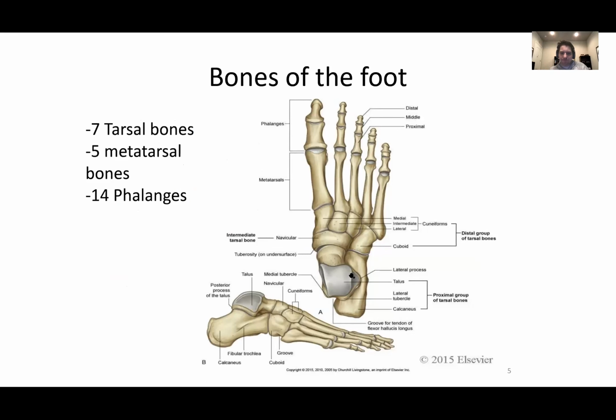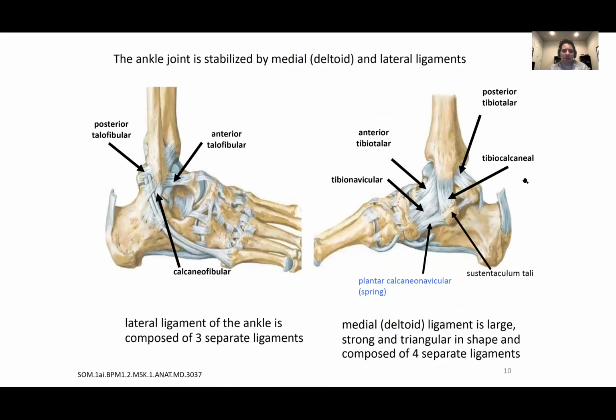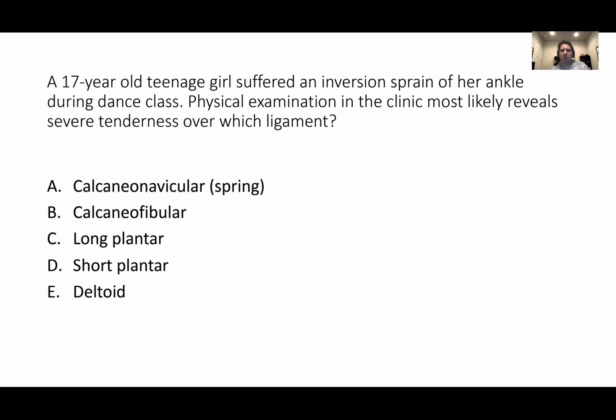All right, bones of the foot, you kind of need to know these: 7 tarsal bones, 5 metatarsals, 14 phalanges. We're going to do some questions with it, but quickly, we'll look at these particularly in regards to ankle sprains. This plantar calcaneonavicular helps to make the arch of the foot. It's your spring ligament. That's an important one. But on the lateral side of the foot, this anterior talofibular and this calcaneofibular are really important with inversion sprains. With that being said, try this question.